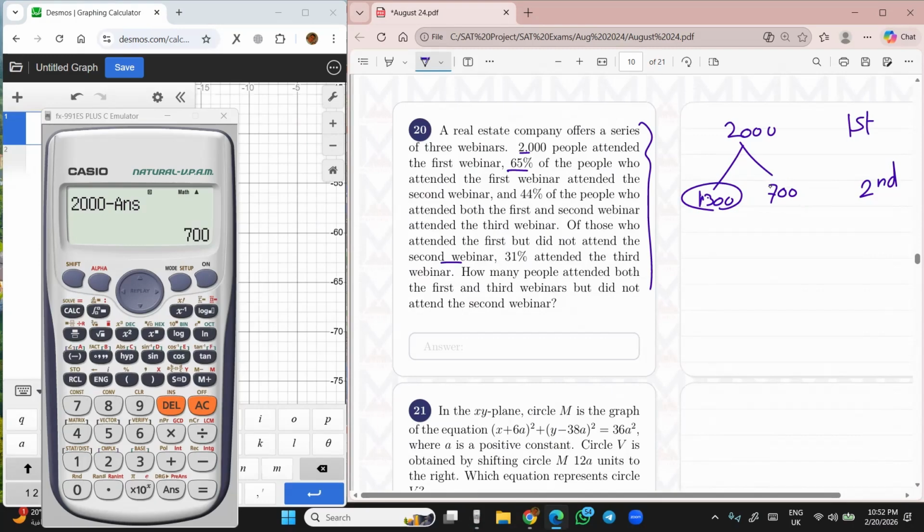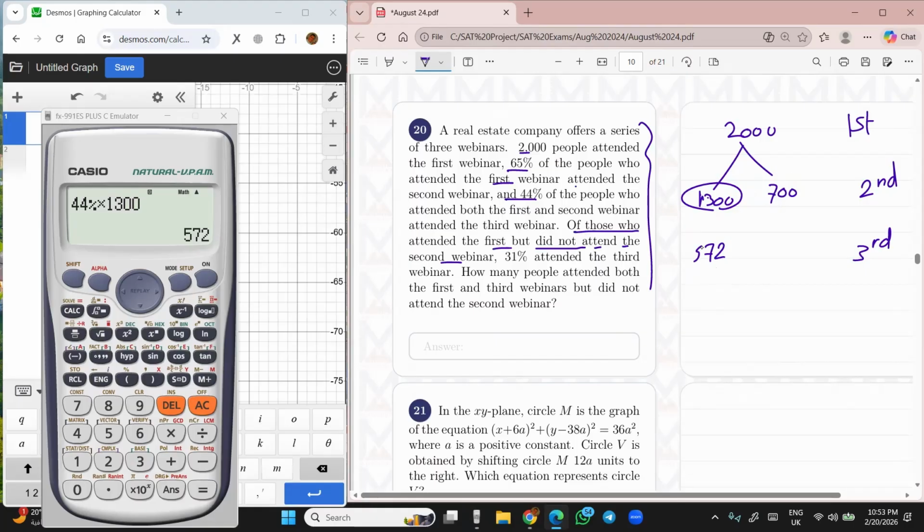These did not attend. And the question says 44% of the people who attended both the first and second, which is this, 44% of them attended the third one. So for the third, we have 44% of this. We write 44% times 1,300, and we get 572 who attended the third one. But we are not looking for these, because the question says of those who attended the first but did not attend the second, which is 700.